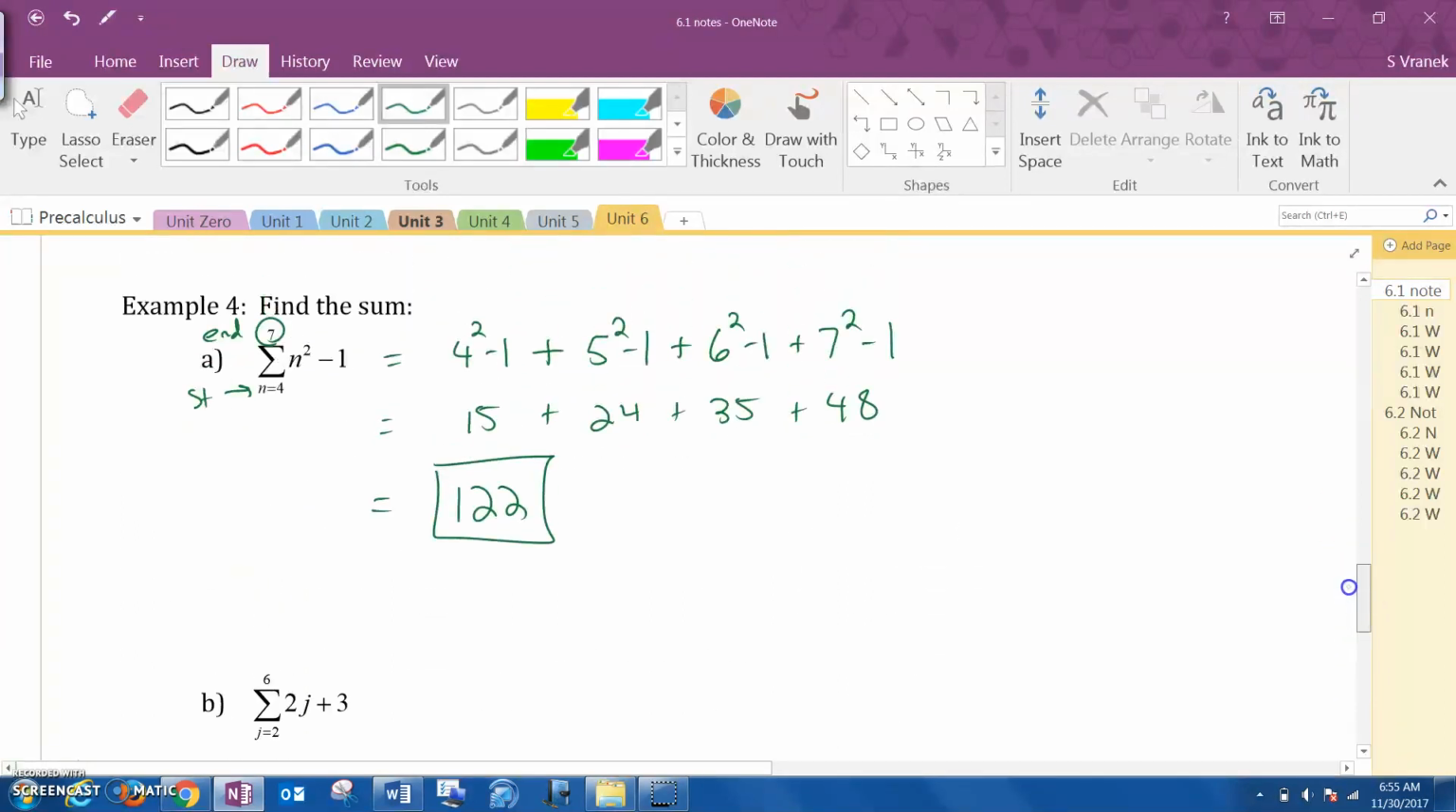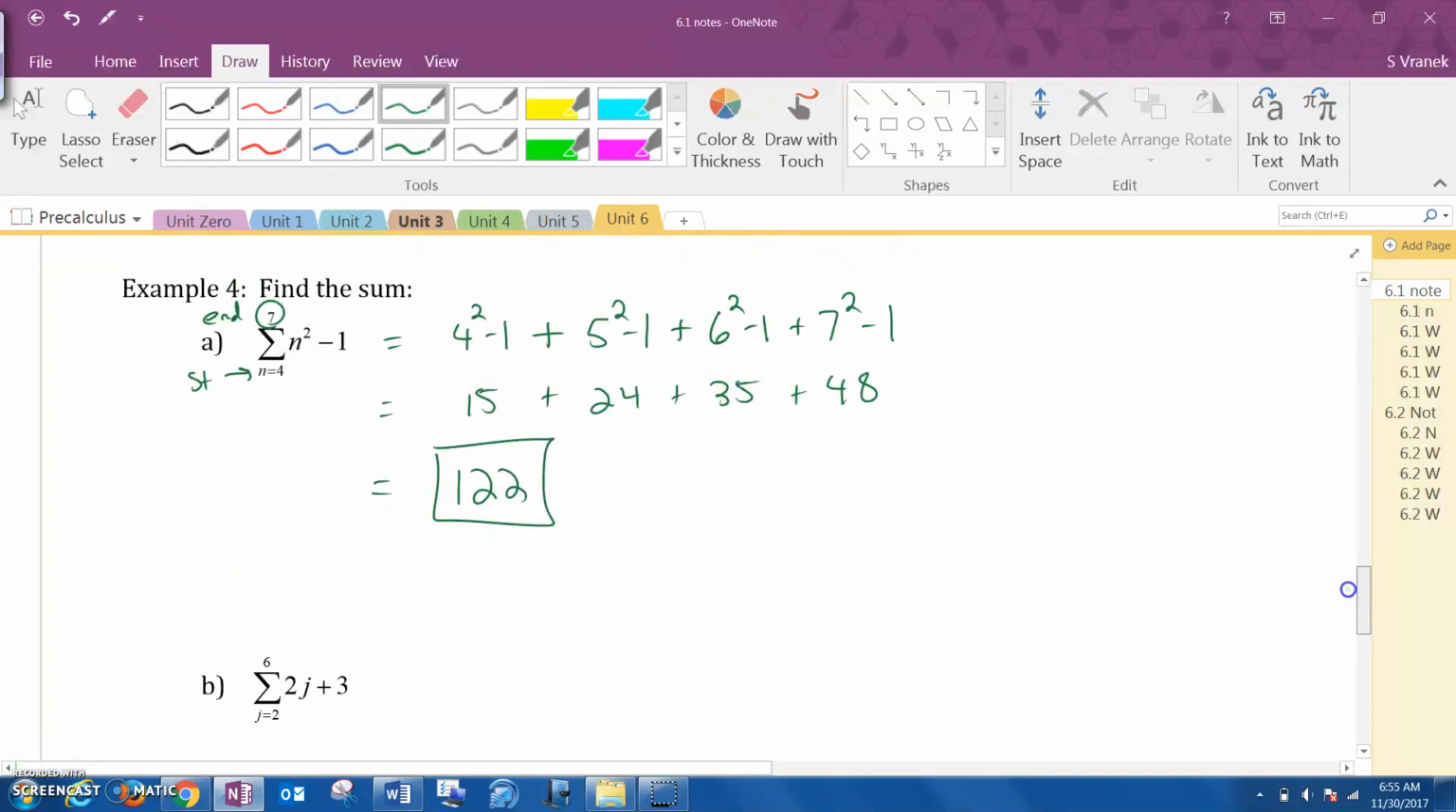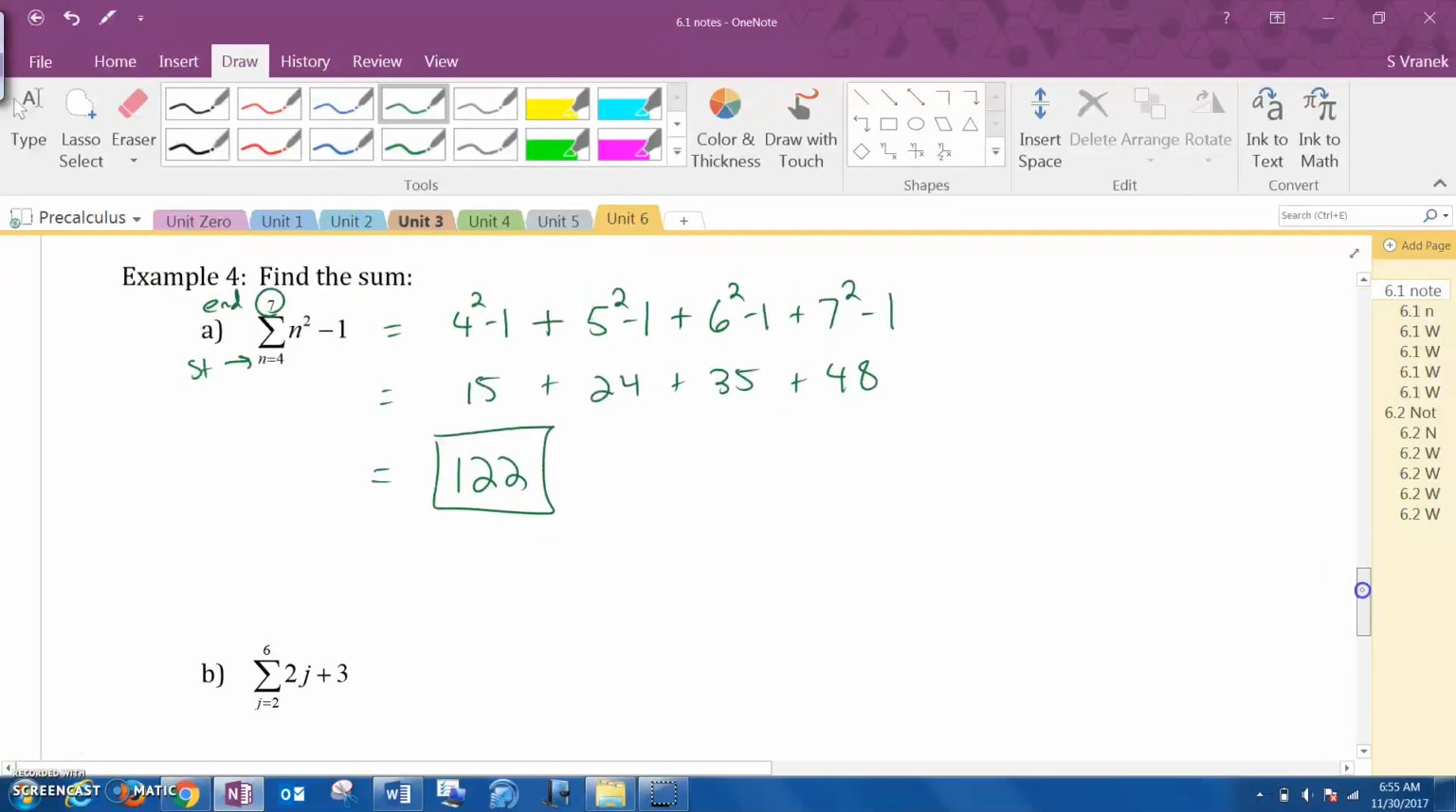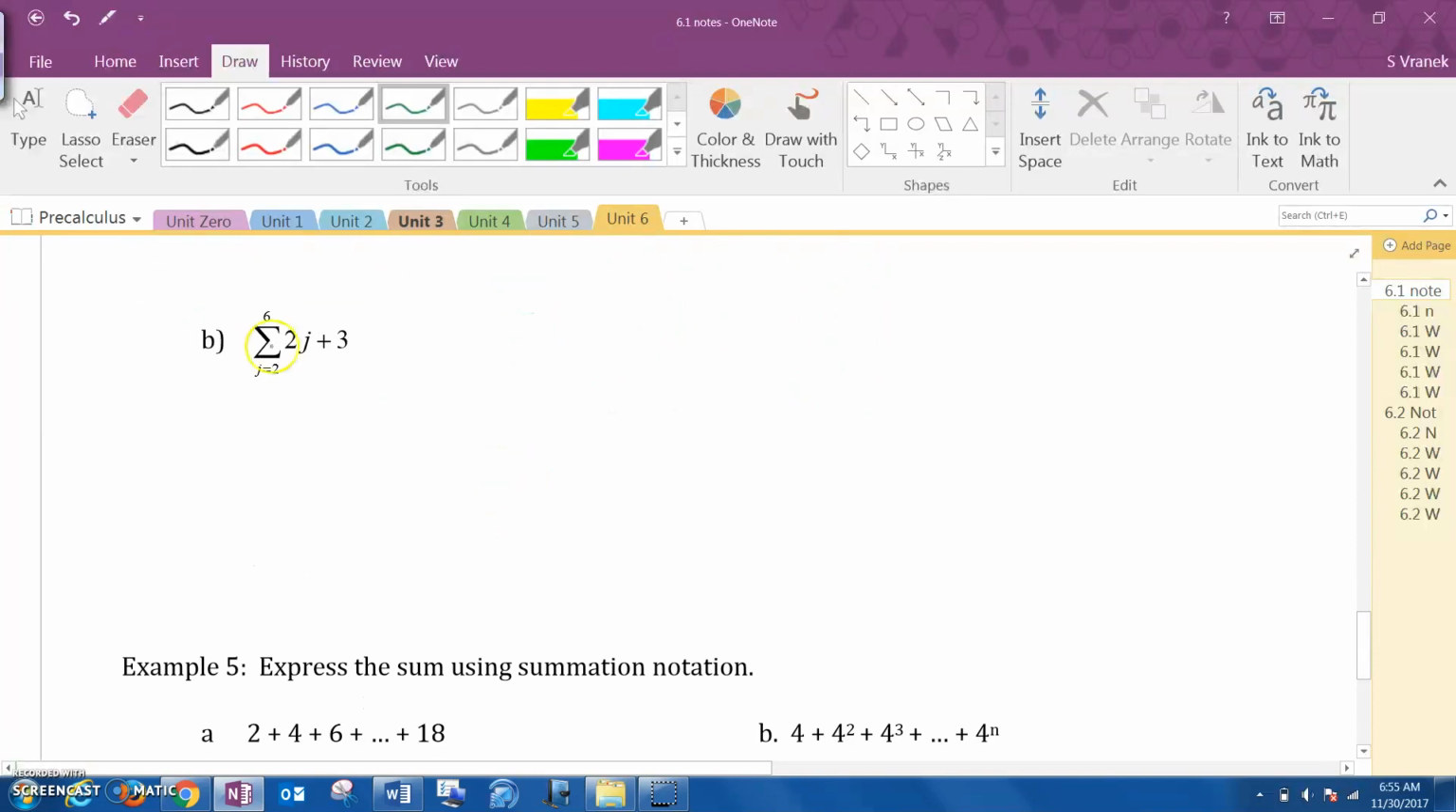Let's do that again. This time I'm using a different letter, but it doesn't matter. I'm using J. J starts at 2 and ends at 6. So I start by putting a 2 in for J for this whole thing. And then I'm going to put a 3 in for J. And I'm going to put a 4 in for J. Then I'm going to put a 5 in. And then I'm finally going to put a 6 in.